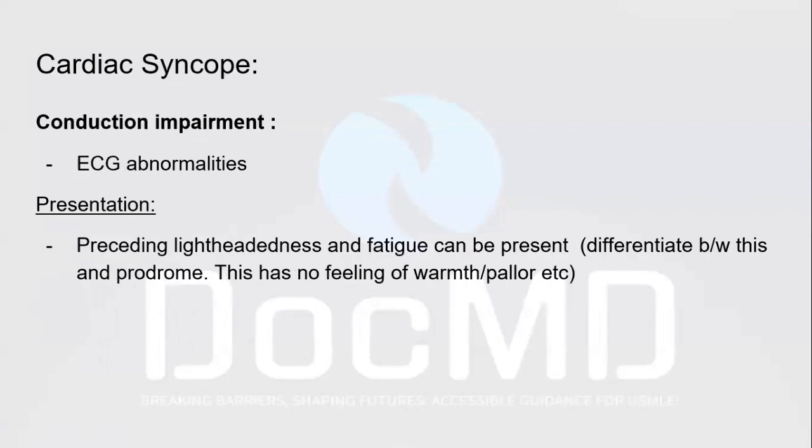Then we have the third cause of cardiac syncope, conduction impairment. This is a very vague and very big term, so a lot of things can come in this. We will have ECG abnormalities. This is what I was referring to in the start when I was mentioning the prodrome. The presentation is going to include preceding lightheadedness and fatigue. You have to differentiate this from the prodrome. This has no feeling of warmth or pallor, so this is the differentiating factor between this and the prodrome seen in vasovagal syncope. You have to be smarter.